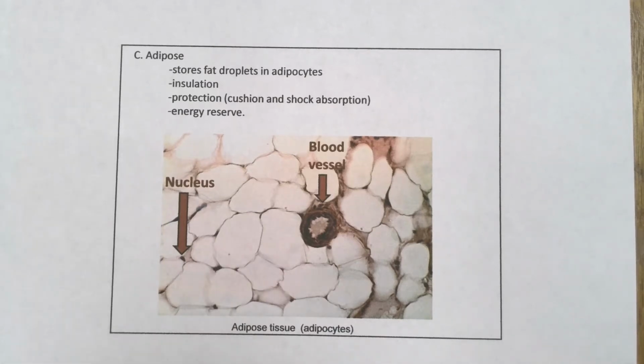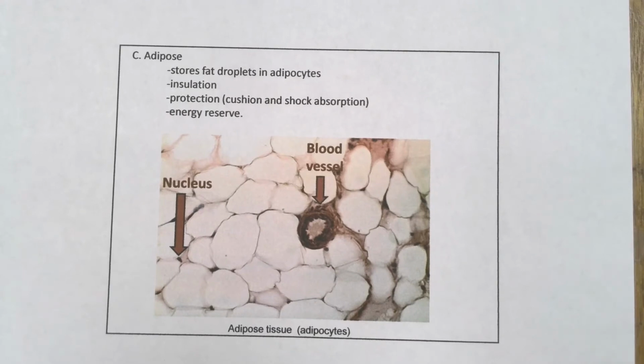So this is for insulation, protection, which would be cushioning and shock absorption, and long-term energy storage, and this is everywhere in the body, of course. It's just in different concentrations in different people. Females, for example, have more in the hips and breast tissue. Males in general tend to be a little more evenly distributed, unless somebody has a higher percentage of adipose, maybe due to poor diet and lack of exercise or things like that.